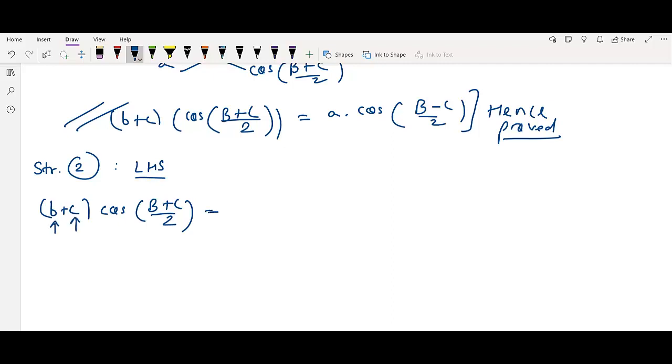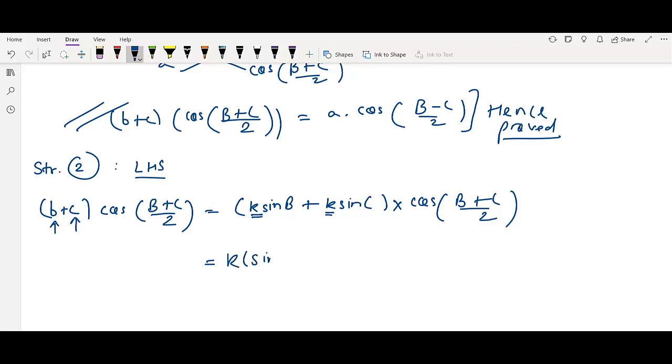and I will get something like k sine b plus k sine c into cos of b plus c by 2. Okay, now the constant k can be taken common from these terms. Taking that common, I get k sine b plus sine c into cos of b plus c by 2.